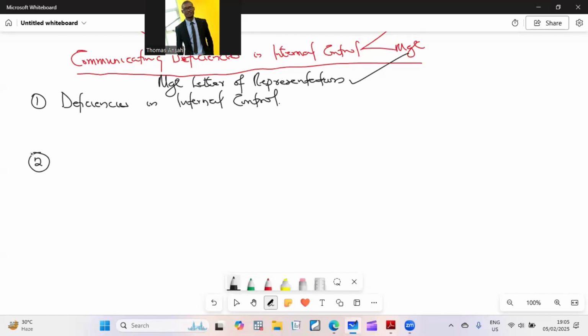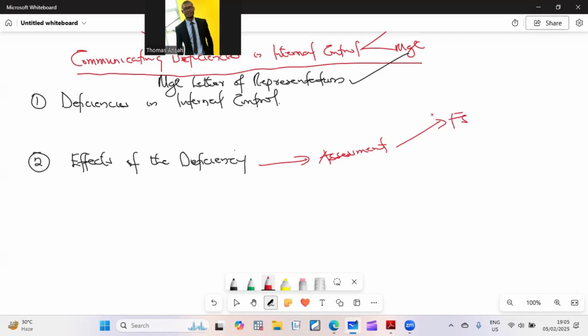Not only that, after highlighting the deficiencies, he will mention the effect of those deficiencies. In level 2, this is something we examine the most. He will give you a case, and we would want you to pick out the internal control deficiencies and the effect of the deficiency. At your level, we call it assessment. How does the deficiency affect the financial statement? What is the relationship between the deficiency and the financial statement? Then the last thing the auditor will do is to recommend solutions.